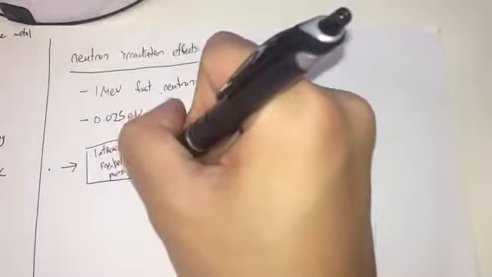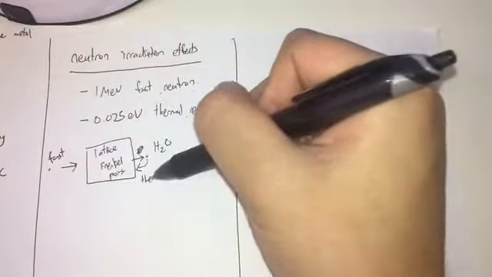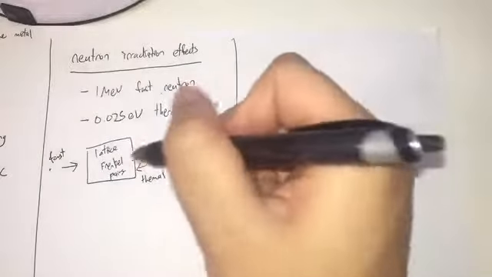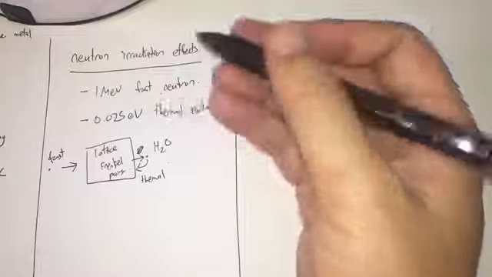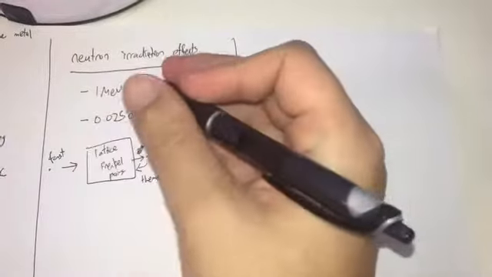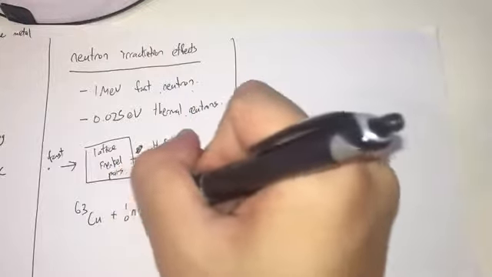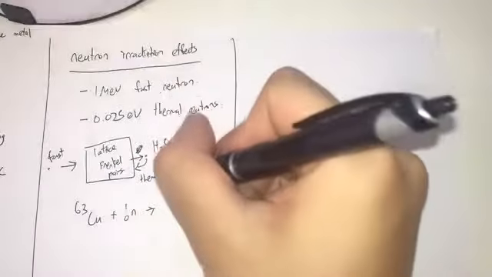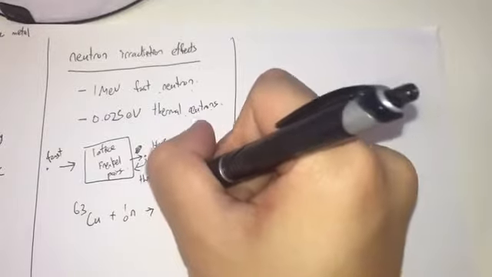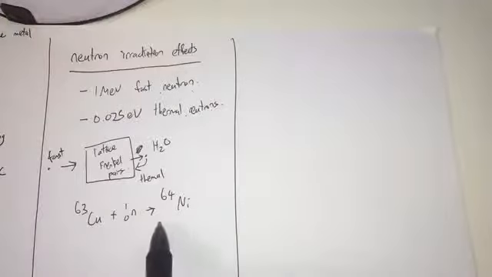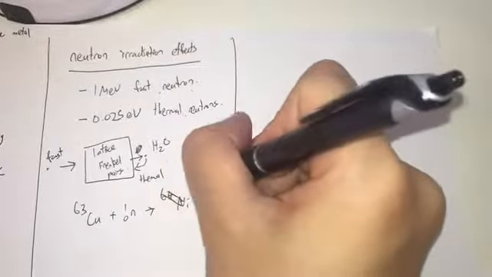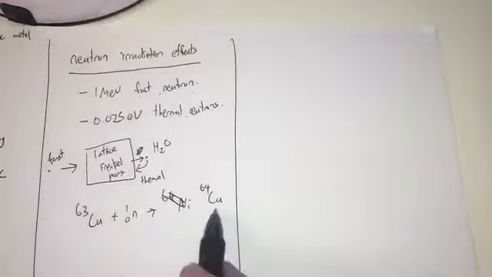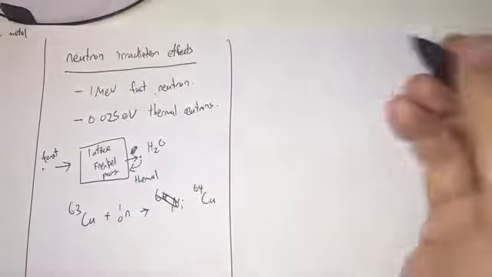So I'll put fast here, thermal here. These thermal neutrons can get reflected back into the lattice, and once that happens, neutrons can go through an n-gamma reaction. Basically, it means it gets captured. So for example, if you have copper inside and you have a neutron, it will form a compound nucleus. Basically it forms copper 64, and this is in a very unstable state.